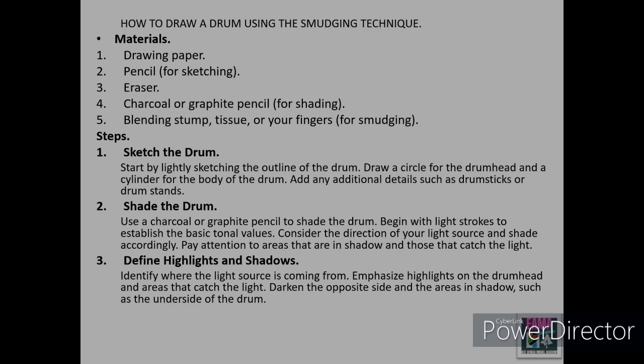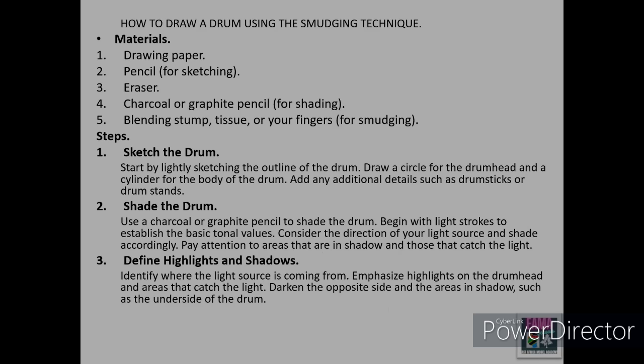2. Shade the drum. Use a charcoal or graphite pencil to shade the drum. Begin with light strokes to establish the basic tonal values. Consider the direction of your light source and shade accordingly. Pay attention to areas that are in shadow and those that catch the light.